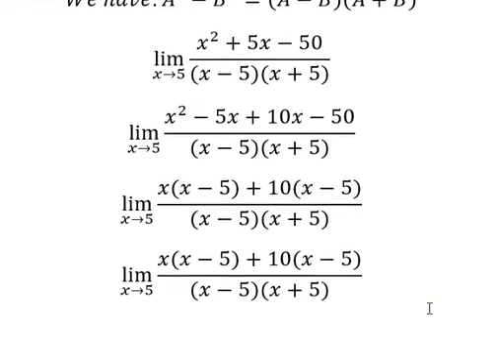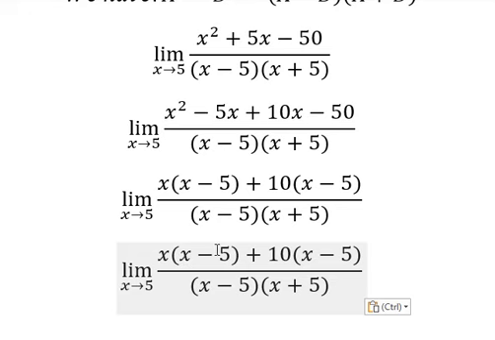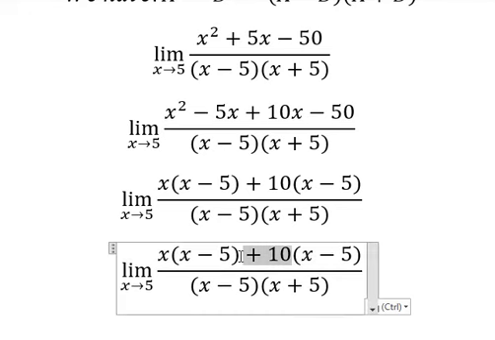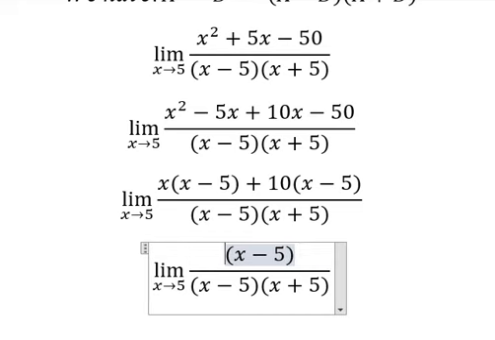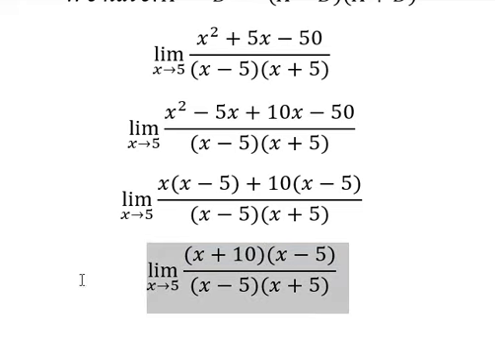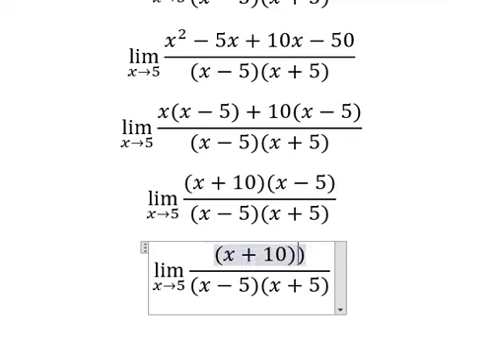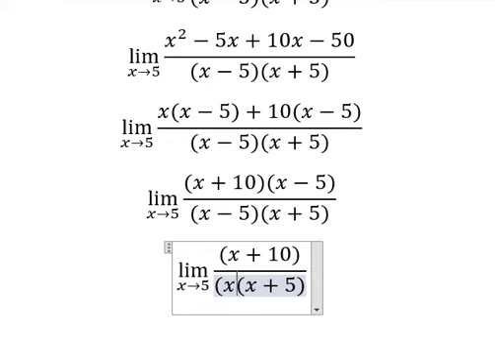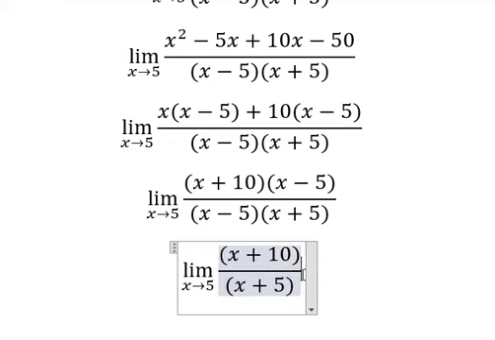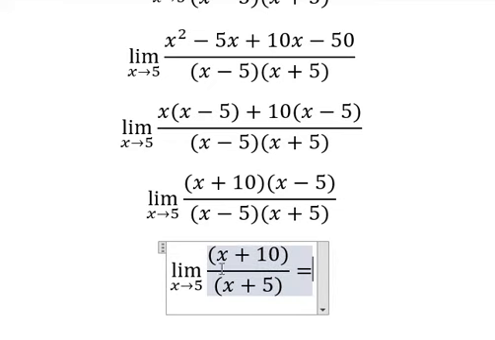Next, we have x minus 5. We can do another factorization. Next, x minus 5 divided by x minus 5. We simplify. And now I can put number 5 here and here.